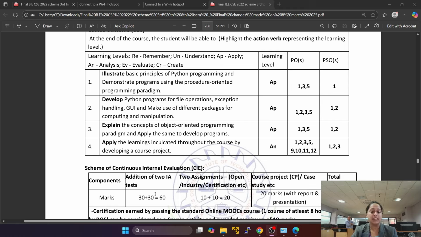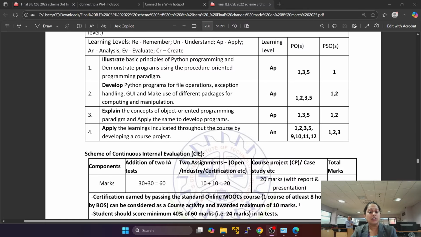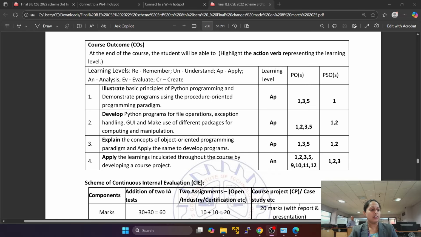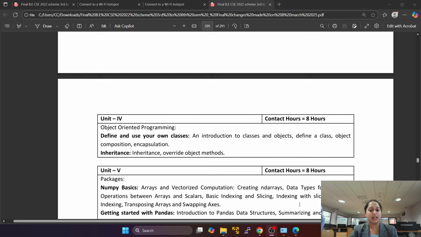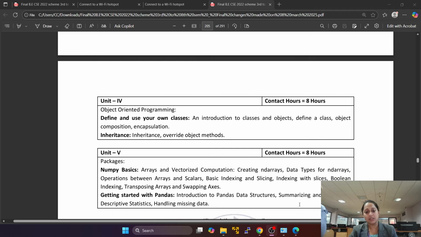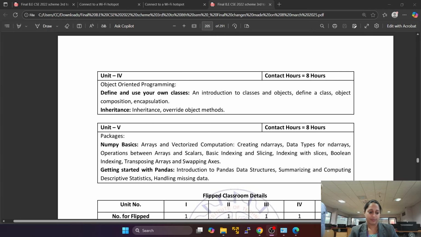And apart from this, you have two IAs, which are of 30 marks each. So total 60 marks for your IAs, 20 marks for your assignments, and 20 marks for the course project. And as you already know, you have to attain 40% of 100 marks, which is 40 marks, to be eligible for your SEE exam. So this is the whole syllabus of Python programming. I hope you have already gone through the syllabus, and you can see that it is very simple and made for the open elective subject. Thank you.